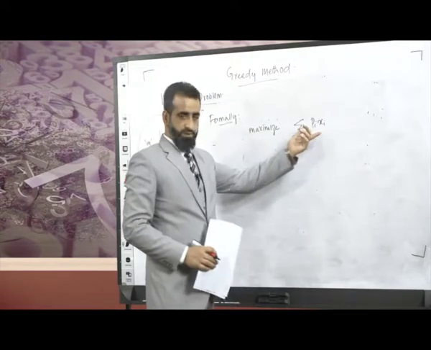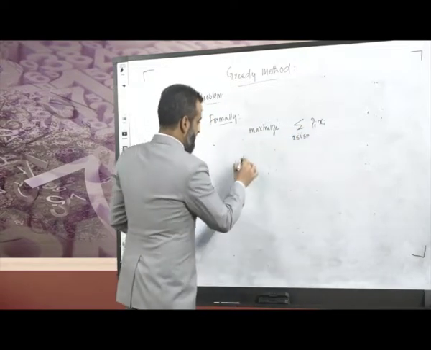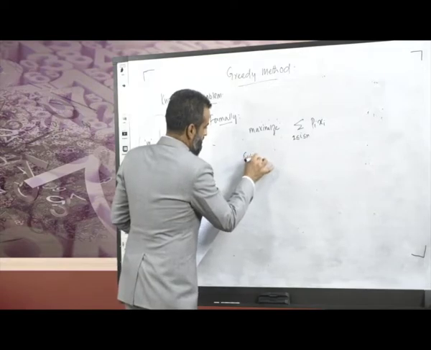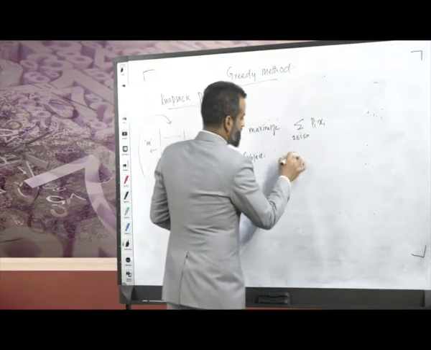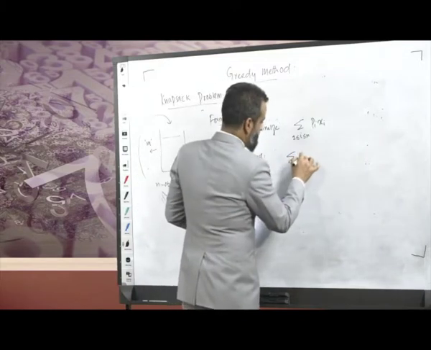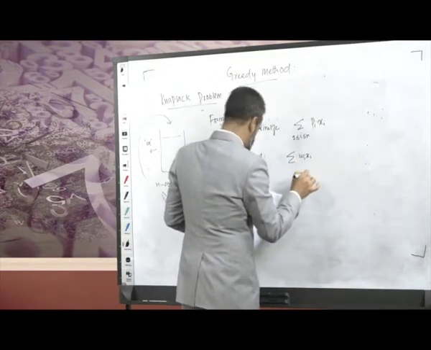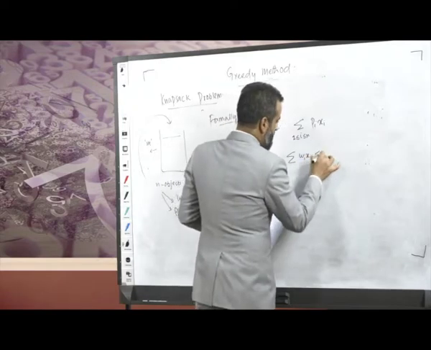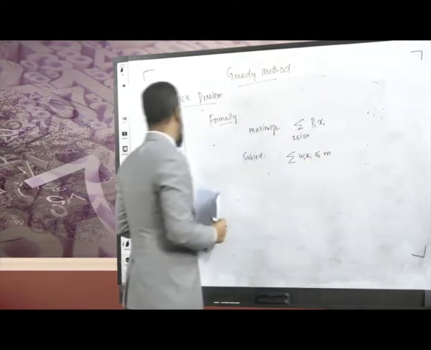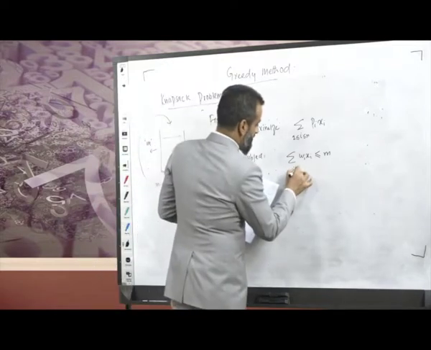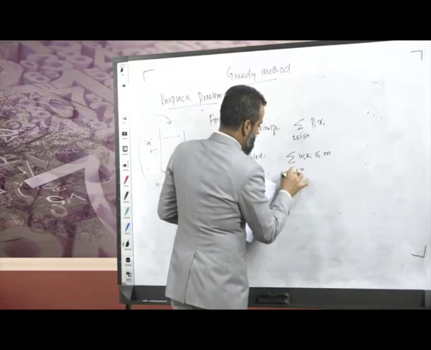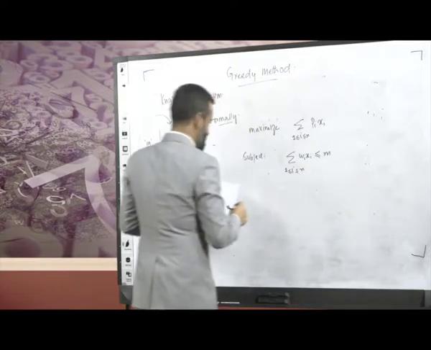So maximize the profit, but I have a constraint. That constraint is size or the capacity of the knapsack, that the sum of these objects that I'm going to use to fill should be less or equal to m. It cannot exceed the capacity of this knapsack. So that's a constraint. Well, I essentially will vary between 1 and n.